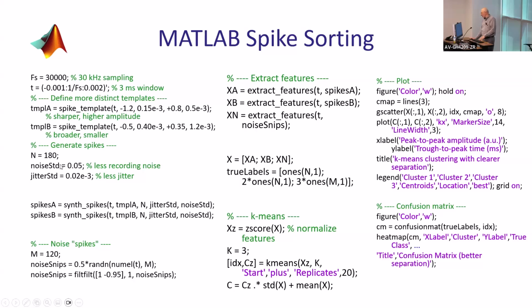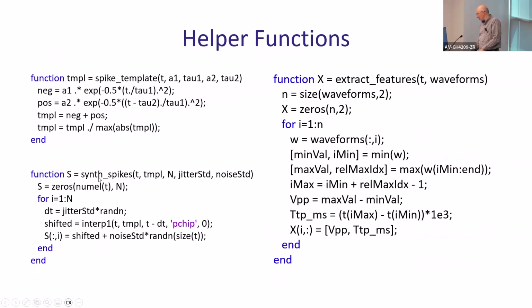I'm adding some noise and jitter, so I'm moving them a little bit inside the windows, left and right, and adding all kinds of random noise to them to make it a little more interesting. These will be spikes A, the synthesized spikes. Again, you have that function here for how you add random noise, doing some interpolation for jitter left and right.